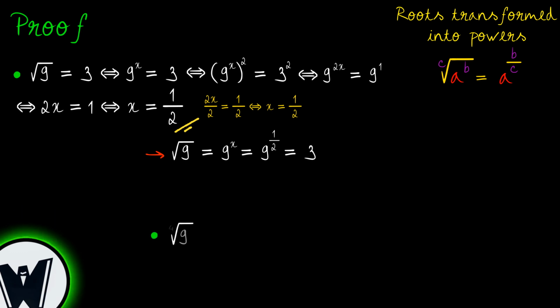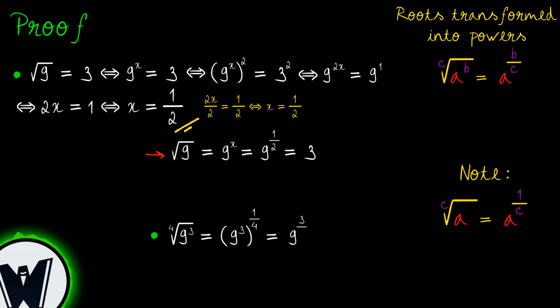Now, if we have the fourth root of 9 to the power of 3, the same can be done. We already know that the c-th root of a is equal to a to the power of 1 divided by c. So, in our example, a is equal to 9 to the power of 3 and c is equal to 4. Then we will have the following. By the property power of a power, this will result in 9 to the power of 3/4.